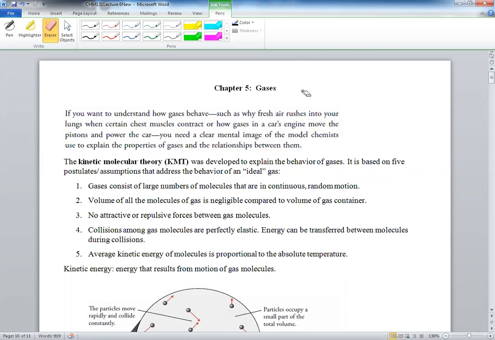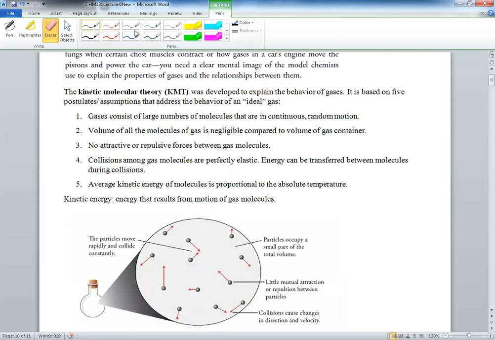Understanding gases and their behavior will help you understand how basic things that we take for granted, like breathing, takes place, or actually how your car engine works. So quickly, how do we describe gases?